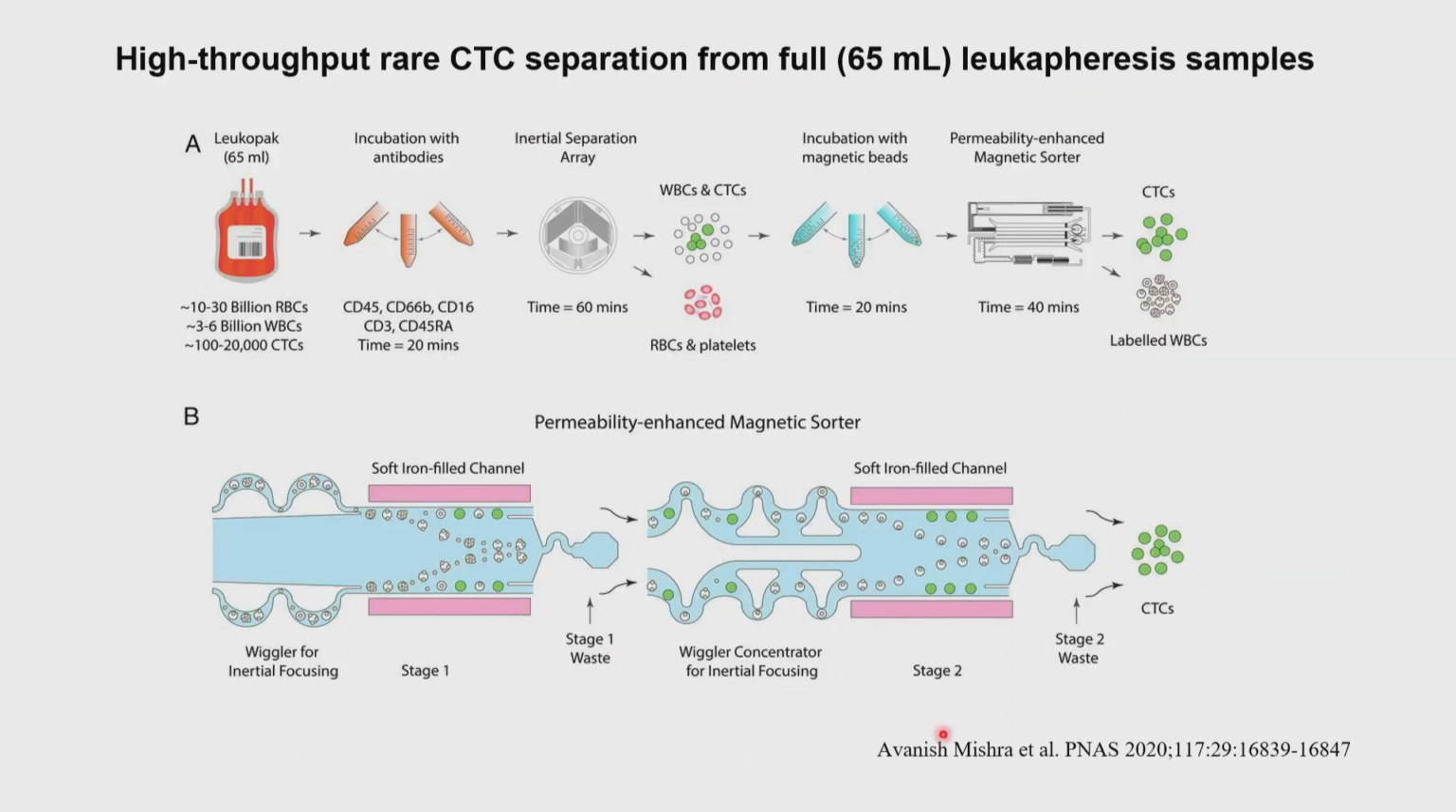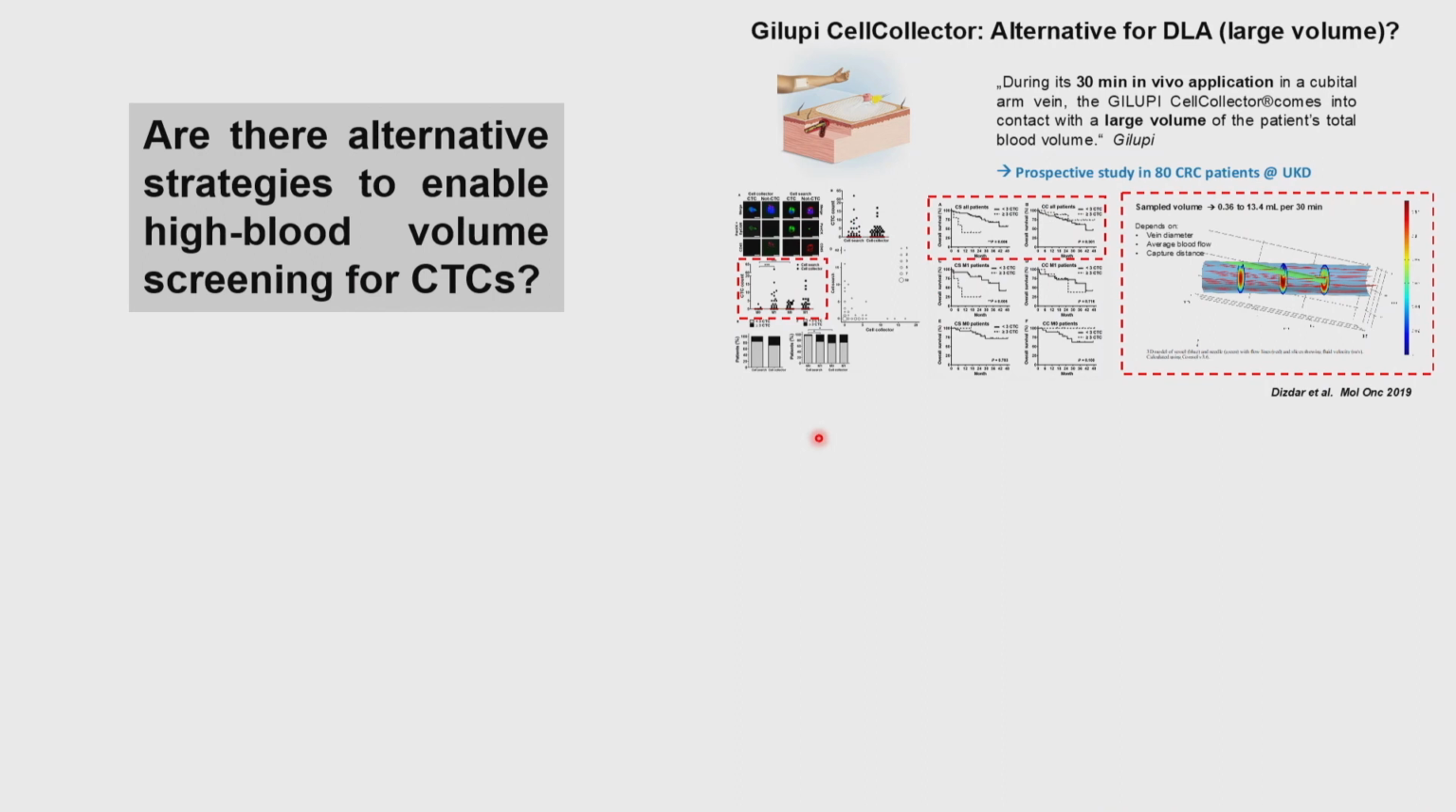However, there's a nice perspective that came out 2 years ago. The group of Mehmet Toner and Dan Haber at Harvard, they published their new chip, called an LA chip for leukapheresis, because I think they also believe now that you really have to sample larger blood volumes. And their chip-based technology, they claim that within 3 hours they can efficiently process a whole leukapheresis blood product. However, so far this was just done with model cell lines, so we have to wait until this becomes available, but I'm surely looking forward to this.